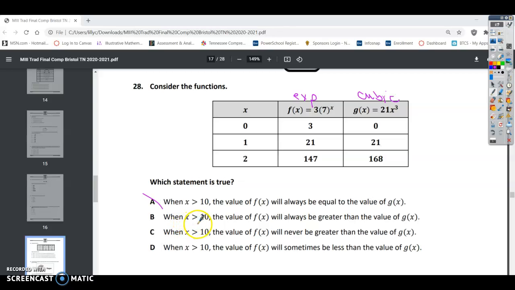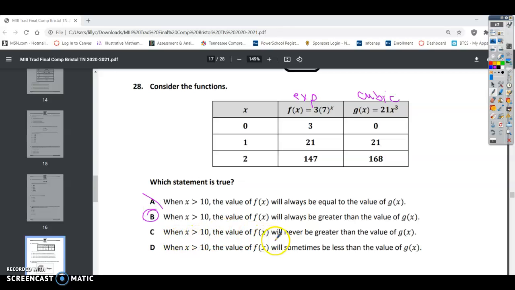All right, when x is greater than 10, the y value will always be greater than the value of g of x. Well, by definition, exponential is going to start slow and then it's going to grow very rapidly. So the greater this x is, if it's greater than 10, then it does make sense that it's going to be bigger than a cubic function. So that's probably the correct answer. Let's check the others as well.